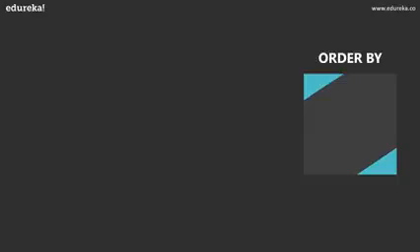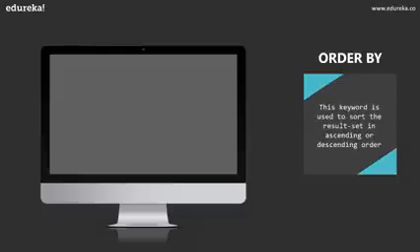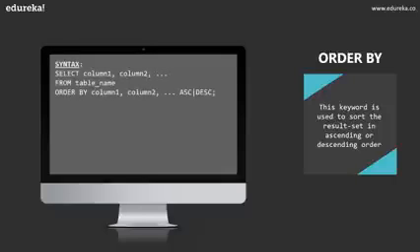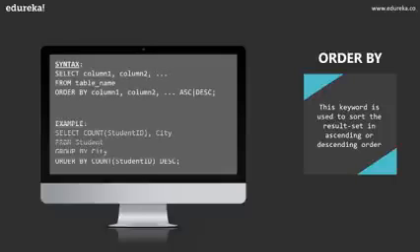Moving on to the next query, that is order by. The order by keyword is used to sort the result set in ascending or descending order. The order by keyword shall sort the records in ascending order by default. If we want to sort the records in descending order, then we need to use the descending keyword. So let me explain the syntax. Select columns from table, order by columns, either ascending or descending.